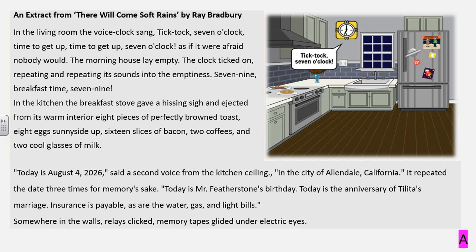Today is August 4th, 2026, said a second voice from the kitchen ceiling. In the city of Allendale, California, it repeated the date 3 times for memory's sake. Today is Mr. Featherstone's birthday. Today is the anniversary of Tilicia's marriage. Insurance is payable, as are the water, gas and light bills.